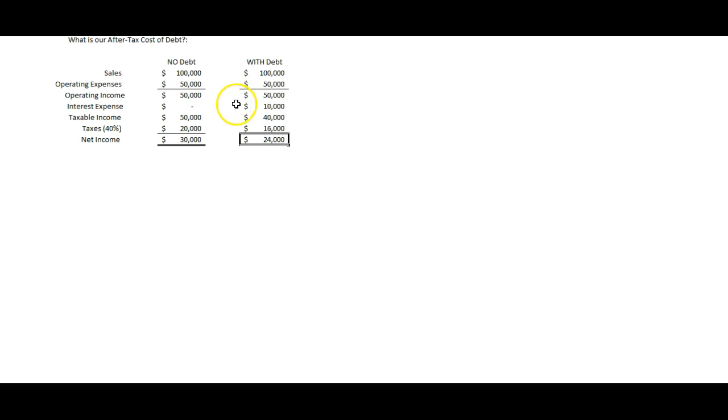So even though we added $10,000 worth of interest expense, the net income only went down by 60% of that, or $6,000.